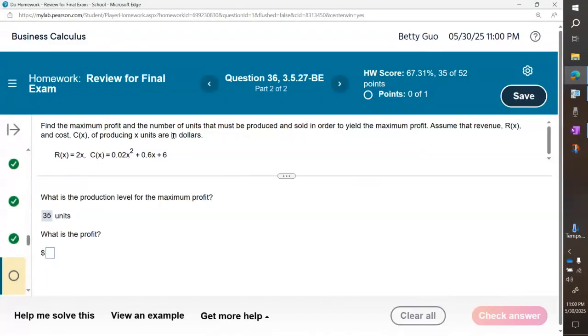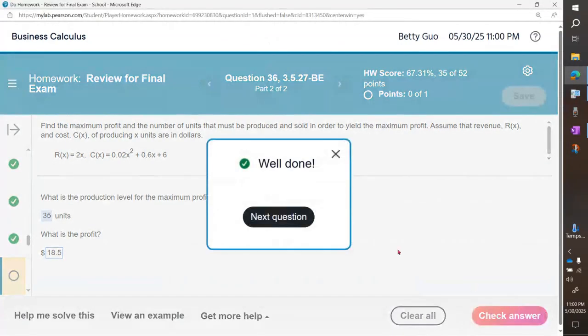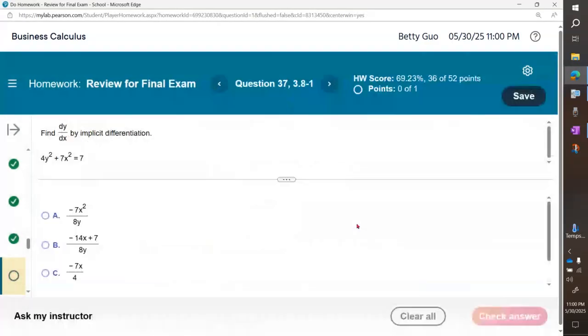In dollars. Yeah, it is in dollars. 18.5. This must be a very tiny business. Okay, next question.